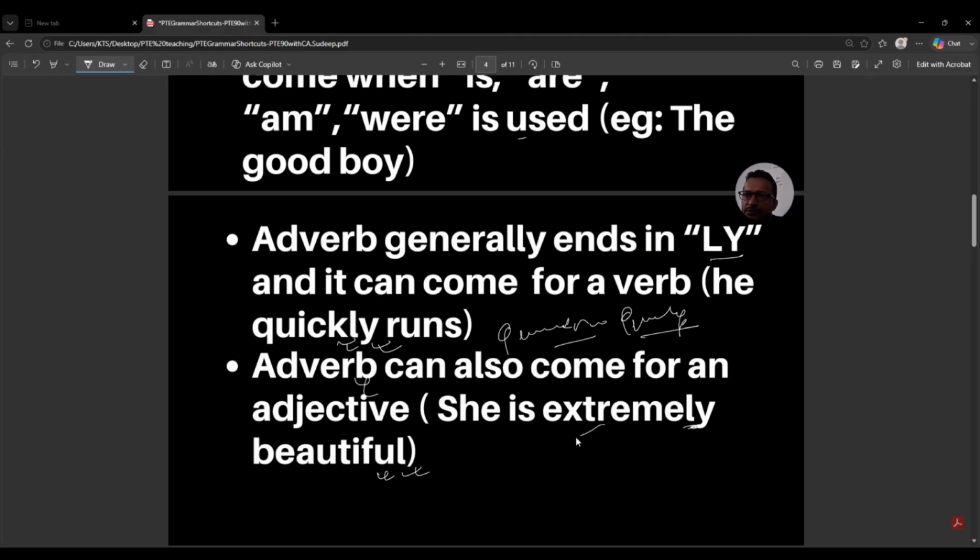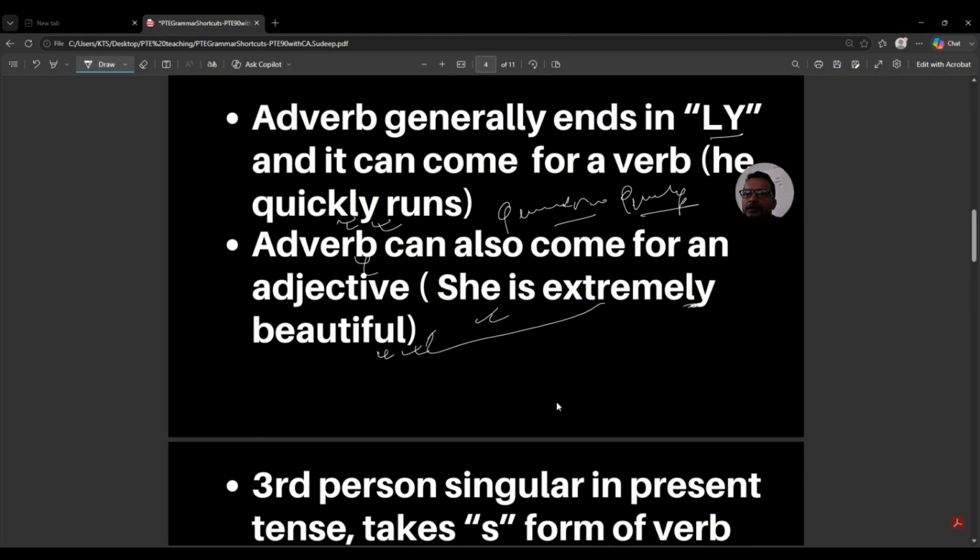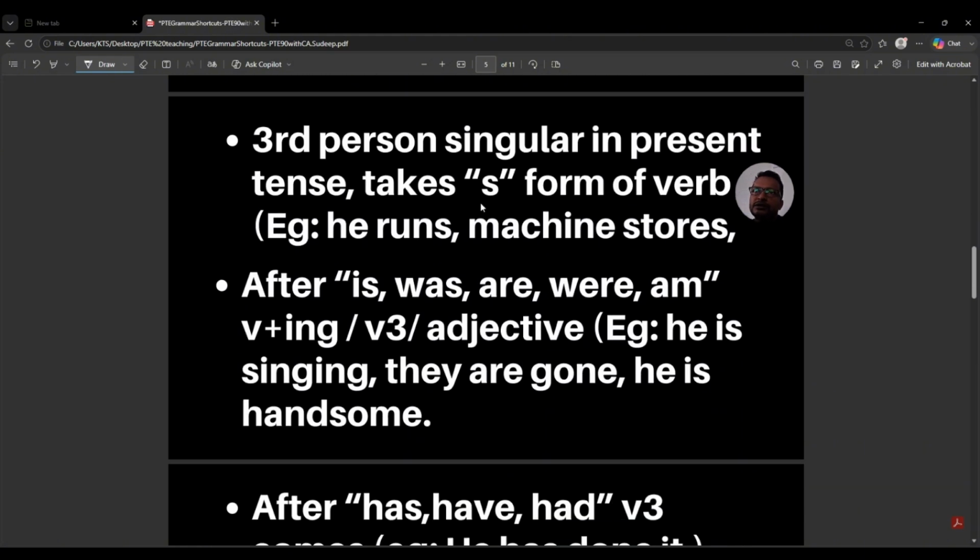So now this is saying how beautiful she is, right? And then third person singular in present form, take 's'. Remember our subject verb agreement concept. He runs, or machine stores, or computer stores, or house stores, or something like that. He runs, they run.